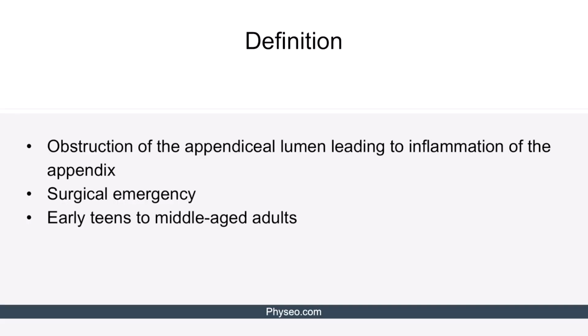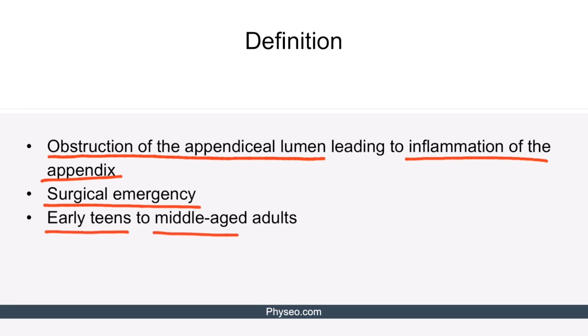Acute appendicitis is caused by an obstruction of the appendiceal lumen. This obstruction causes stasis within the lumen, eventually leading to inflammation of the appendix. We will discuss this further in the pathophysiology section. Complications of this disease can result in a surgical emergency, thus requiring prompt treatment. This disease is typically seen in patients in their early teens or middle-aged adults.